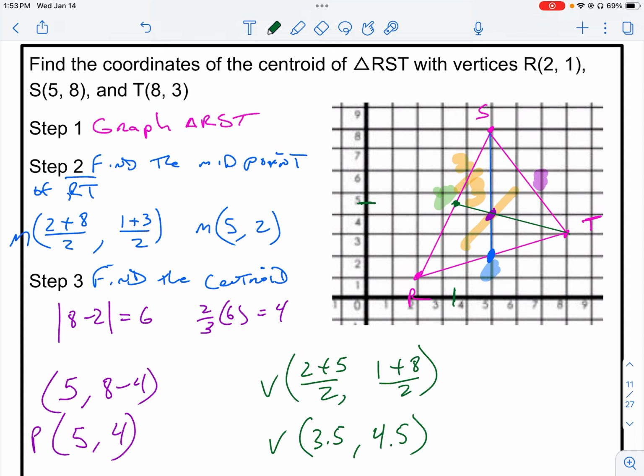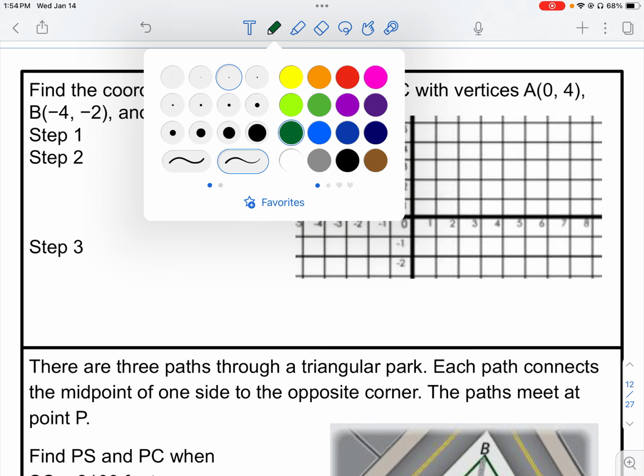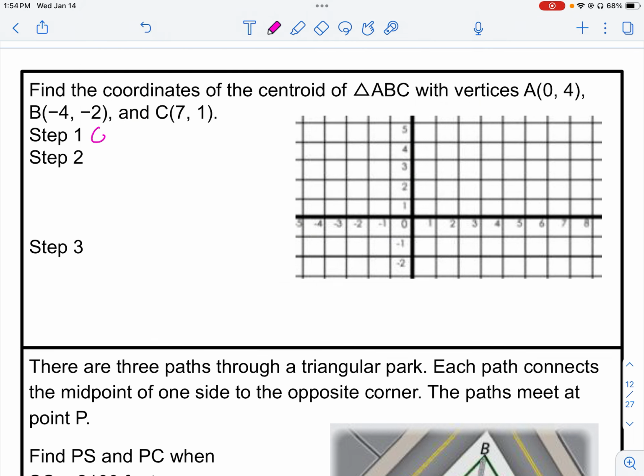So if I have a vertical line, I can just move down from my vertex 2/3 of the way. Or if I have a horizontal line, I can move from my vertex 2/3 towards the line. And that's where my centroid has to be, as we just showed here in our example. Let's do one more because we've got time and it'll be fun. So we're going to graph triangle ABC because we have a coordinate plane, we have coordinate points, so let's use them. So 0, 4 is A, -4, -2 is my B, and 7, 1 is my C.